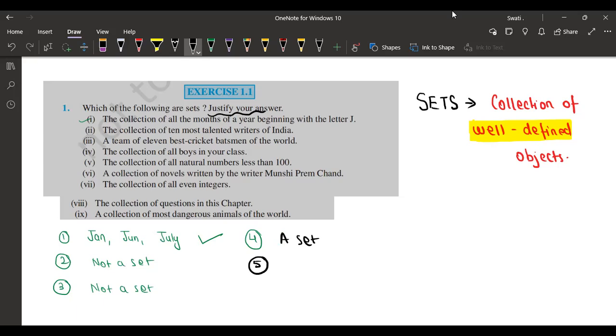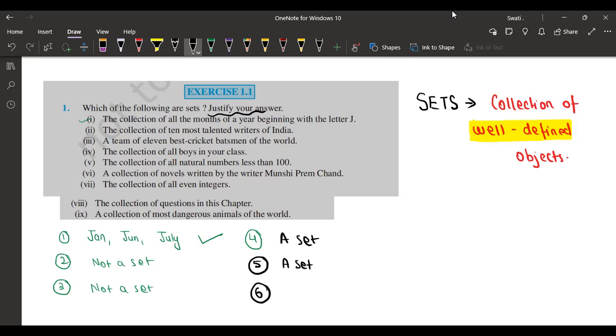Next is the collection of all natural numbers less than 100. Do you think the answer for this is going to be different for me and different for you? No. It is going to be the same throughout. What is the collection of all natural numbers less than 100? It is 1 to 99, right? So it is fixed. It is always going to be 1 to 99. That is why it is a well-defined object, and that is why it is a set.